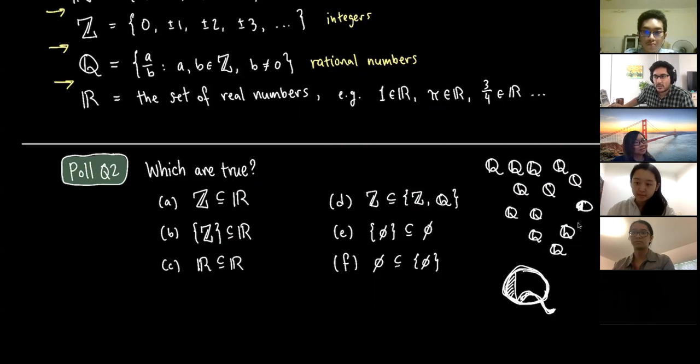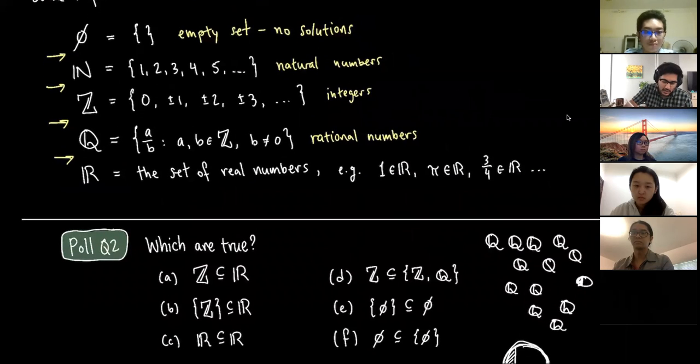All right, so that's 2.5 minutes. Almost everyone answered, so I'm going to end the poll. So how'd that go? A lot of people answered A, that Z is a subset of R. Yeah, that's definitely correct. Every integer is a real number.